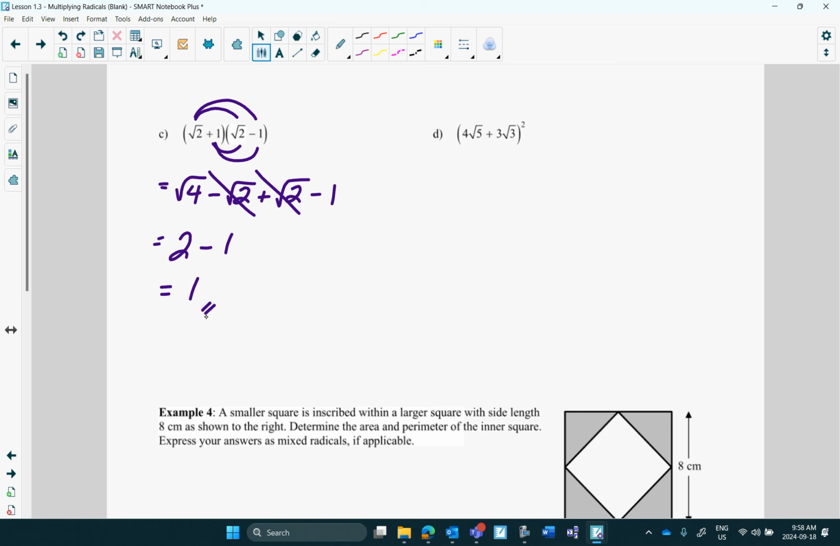These two, there's actually a specific name that we use. We call them conjugates of each other. You guys have seen conjugates before when we factor difference of squares. Remember, you factor difference of squares, you get x plus 1, x minus 1. Conjugates. If you factor x squared minus 25, you get x plus 5 times x minus 5. Conjugates.